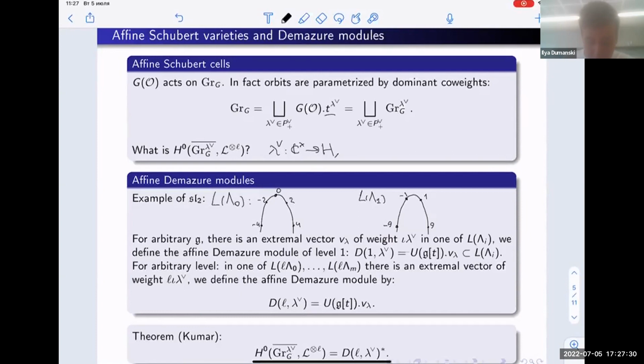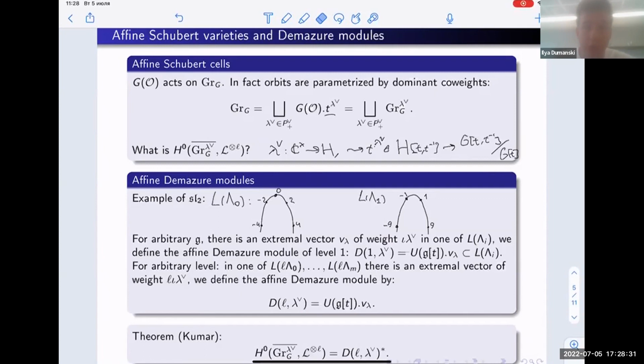It can be considered as an element of H(t^{-1}), and of course, this H(t^{-1}) is naturally mapped to G(t^{-1}) quotient by G(t), which is our affine Grassmannian. Any coweight, in particular a dominant coweight, has a representative point in the affine Grassmannian, and it turns out that the orbits of these points are all the orbits of the left action of G(O).